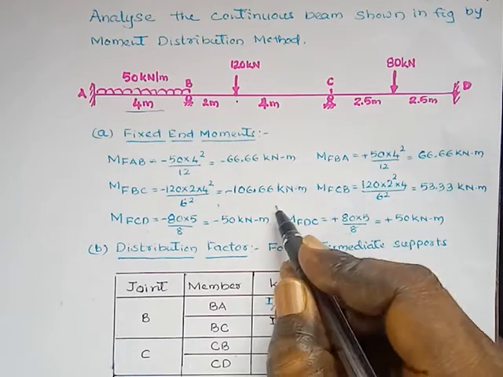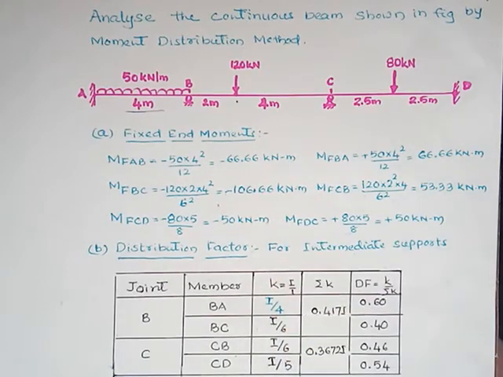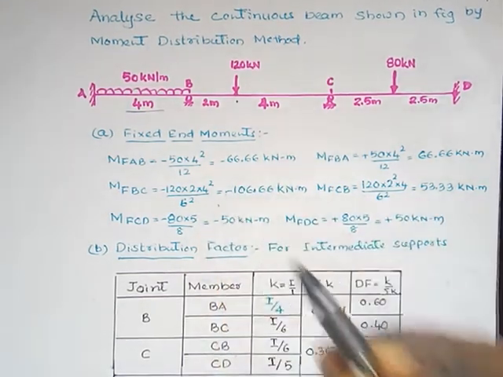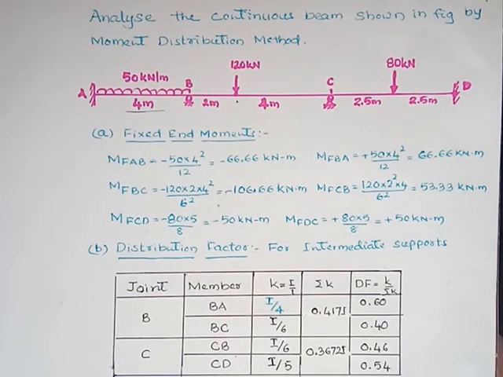For BC, minus 106.66. For CB, 53.33. For CD, minus 50. For DC, plus 50.